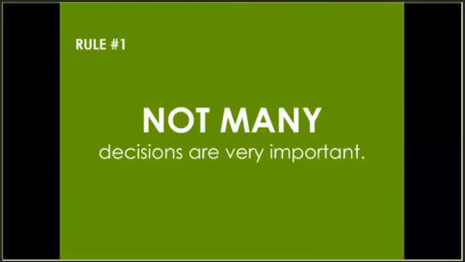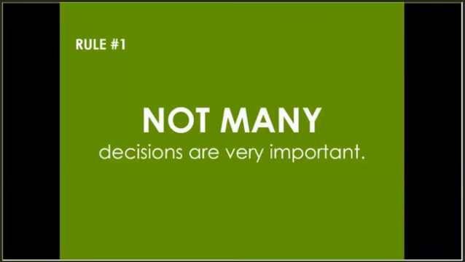So rule number 1, not many decisions are very important. Brendan Burchard of the High Performance Academy gives a great writing exercise to determine what is and is not important. Create 3 rows on your paper. The top row is current projects and tasks to move them forward. The middle lists people to contact, who you need to reach out to, and who you are waiting for a response. The final row is priorities.